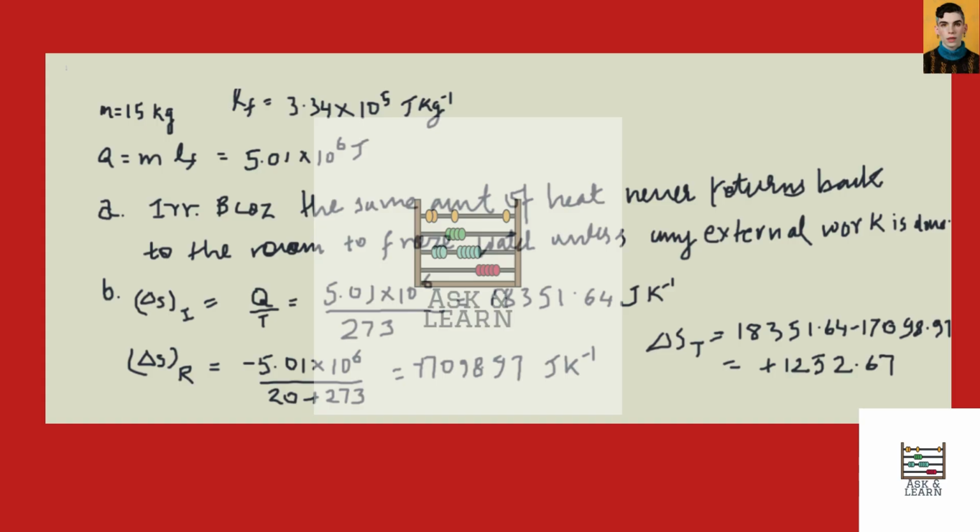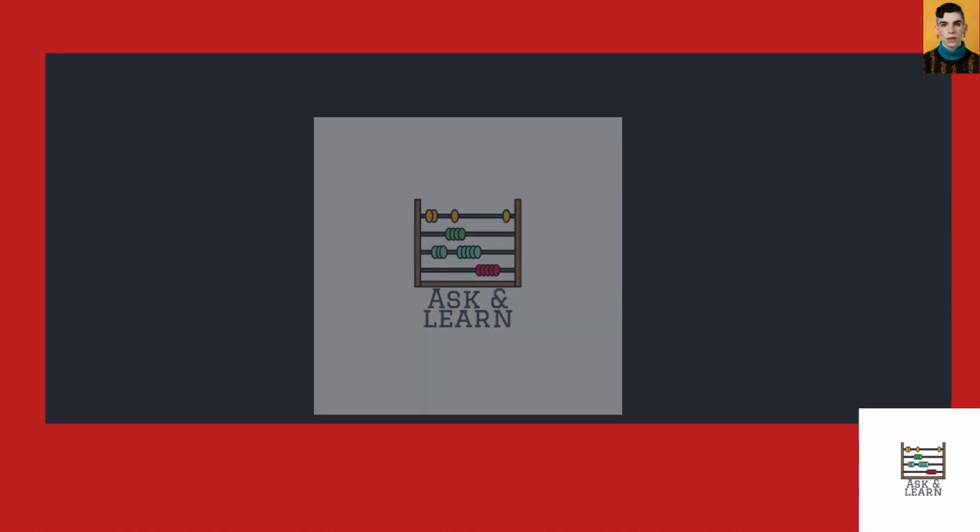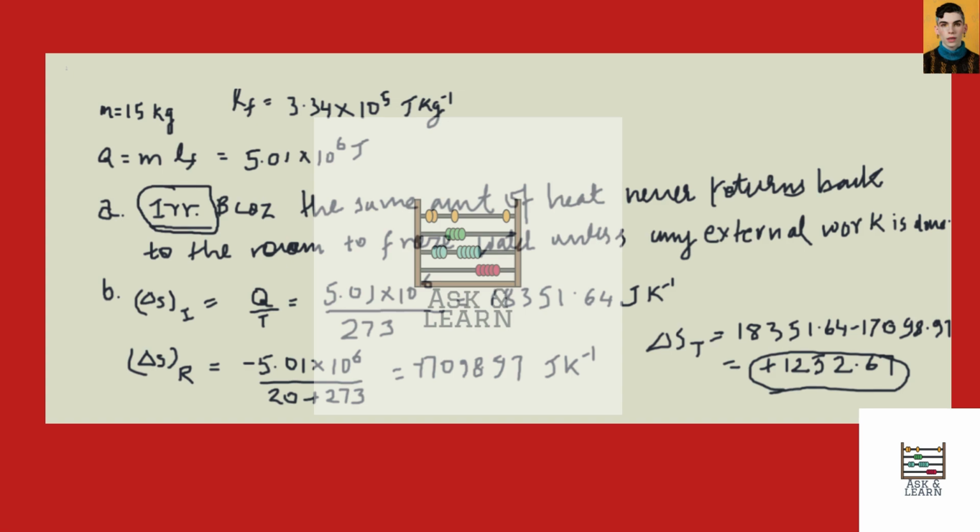Now, is this result consistent with our answer in A? Yes, because for an irreversible process, the net entropy should increase. So this plus 1252.67 and our assumption of this to be an irreversible process match each other. So this makes sense, right? Okay, so this ends the solution for this question.